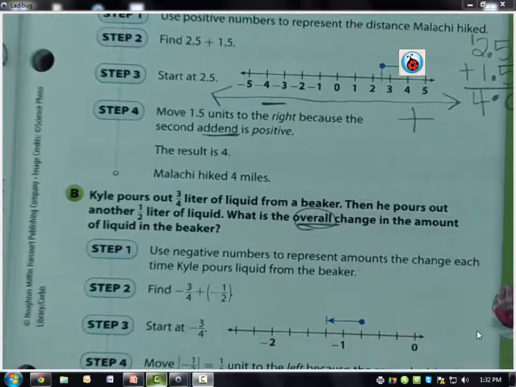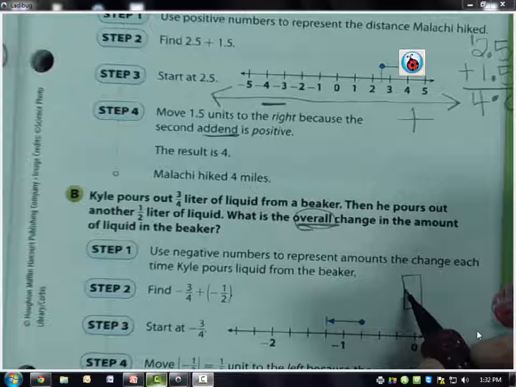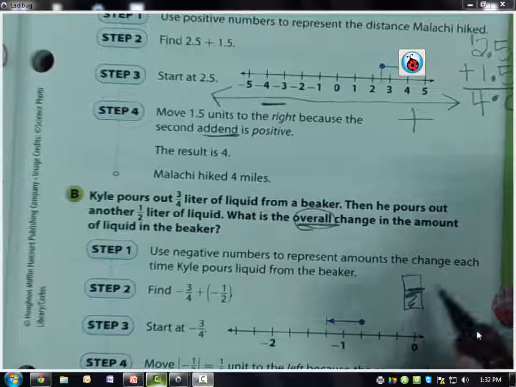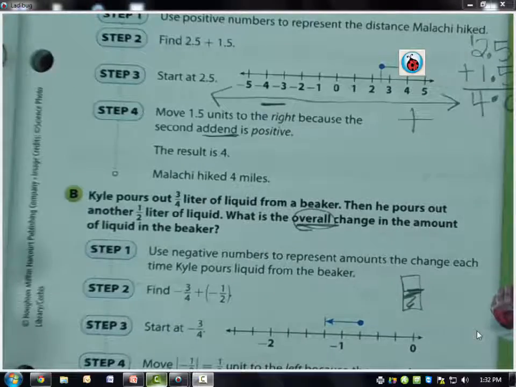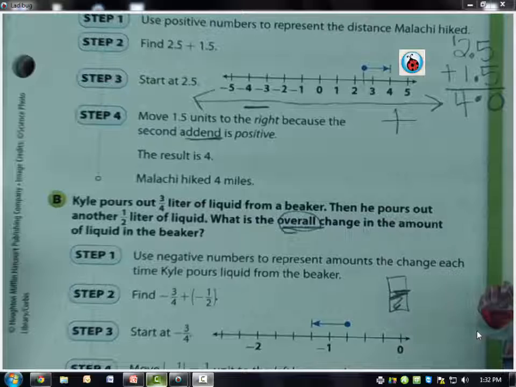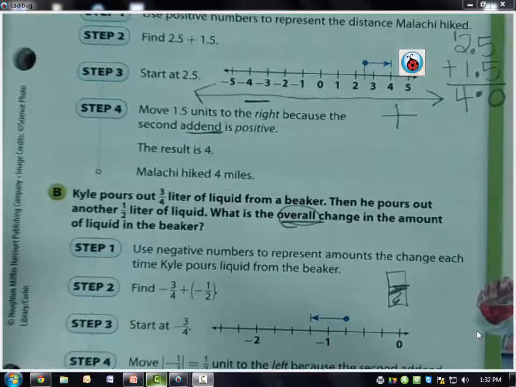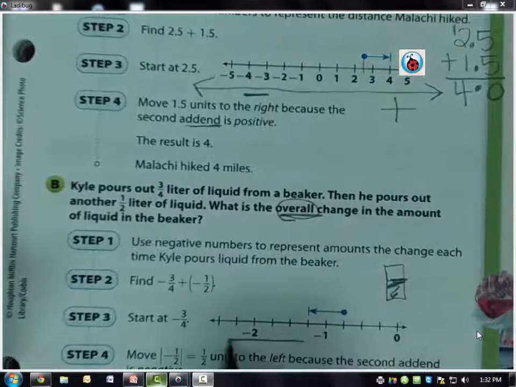So if I have a beaker and I pour out 3/4 of it, it's going to be going into another beaker. See, look, Kyle's over here in the picture. So if you look to the right, there's Kyle. He's pouring it out. So that means we're in the negatives. So we start out at negative 3/4, and then he pours out another half. So that means we're going the same direction towards the negatives in the number line.